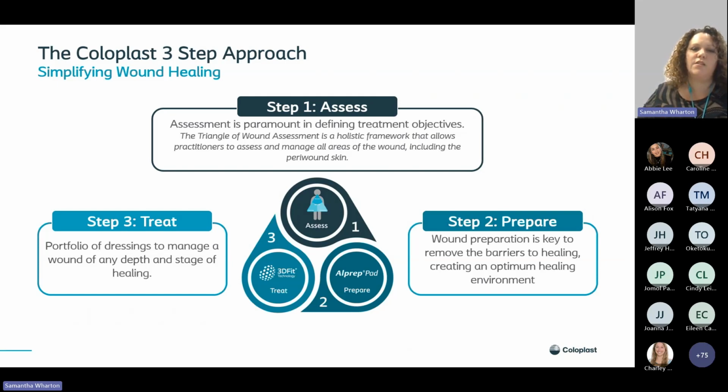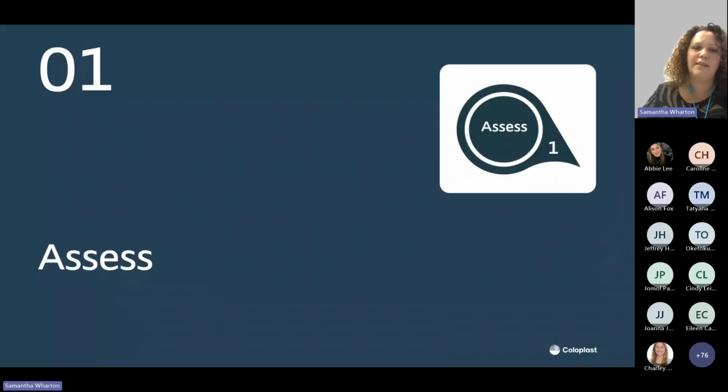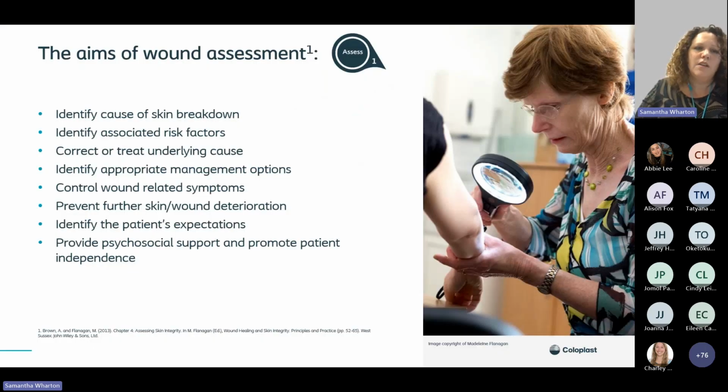So we're going to go through each of these steps relating it to wound infection. So our first step is assess. So what are the aims of wound assessment? Firstly, it's to identify that cause of skin breakdown. And it seems really silly saying it now, but the amount of patients that I have seen throughout my career that have not had a diagnosis or that cause of that wound identified is phenomenal. And I think as clinicians, we're becoming more and more aware of the need to identify the cause of breakdown, but we can still do better.